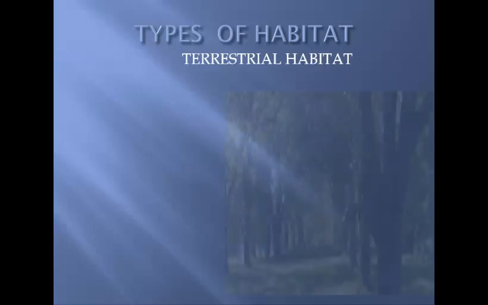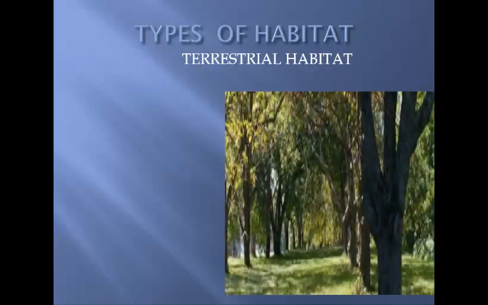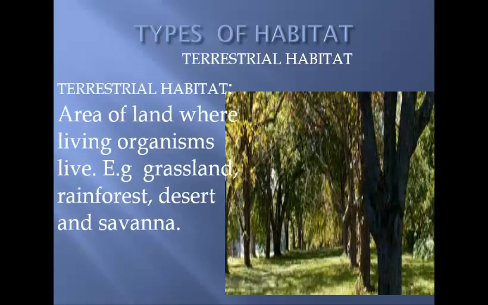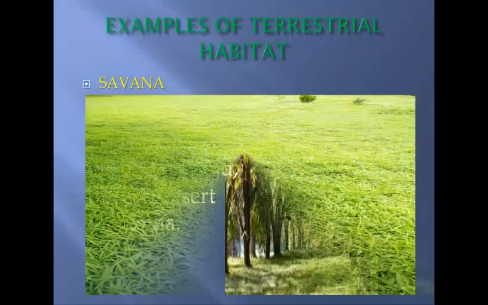Terrestrial habitat. Terrestrial habitats are areas of land where living organisms live, e.g. grassland, rainforest, desert and savanna. That is, terrestrial habitat is the solid portion where living organisms live and it has little water and a high concentration of oxygen.